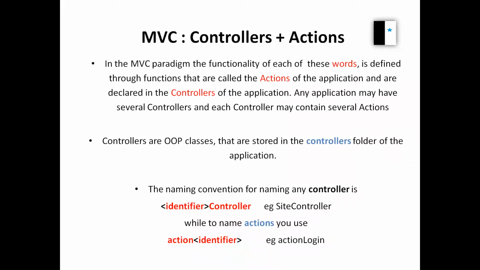Controllers are object-oriented programming classes that are stored in the controllers folder of the application. The naming convention for naming any controller is an identifier of your choice, followed by the reserved word controller, for example, site controller. While to name actions, you use the reserved word action, followed by an identifier of your choice. For example, action login.